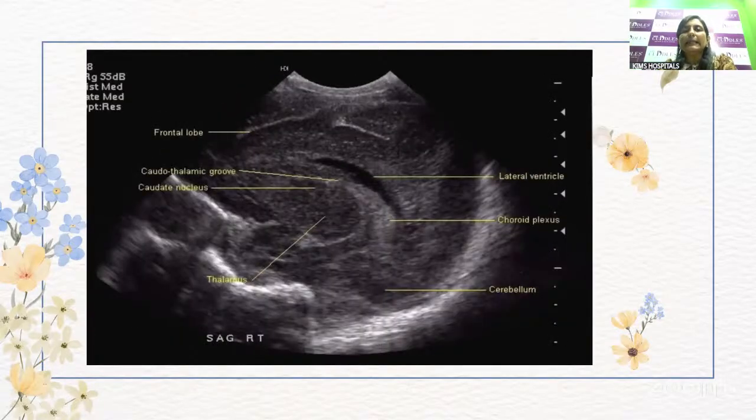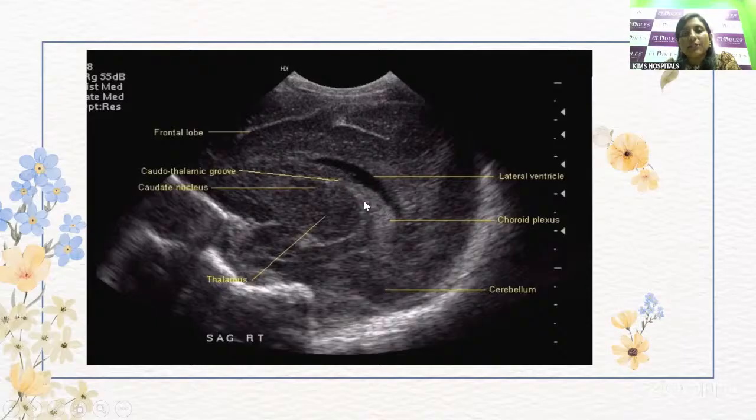If you go slightly laterally, here we will be able to see the ventricles. Just beneath the wall of the ventricles, there is the caudate nucleus and the thalamus. So this is the caudothalamic groove, which is a highly vascular structure, and this is the origin for the germinal matrix hemorrhages.